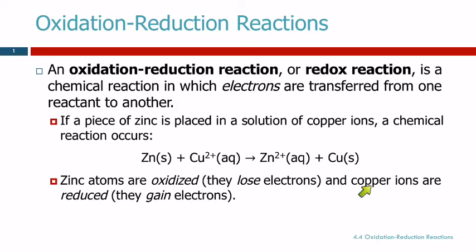The copper ions are reduced. Reduction is gaining electrons. So what's happened in this reaction is that electrons have moved from one thing to another thing. In the acid-base neutralization reaction, it was a proton or a hydrogen ion that was getting shifted back and forth, right? So here it's electrons.